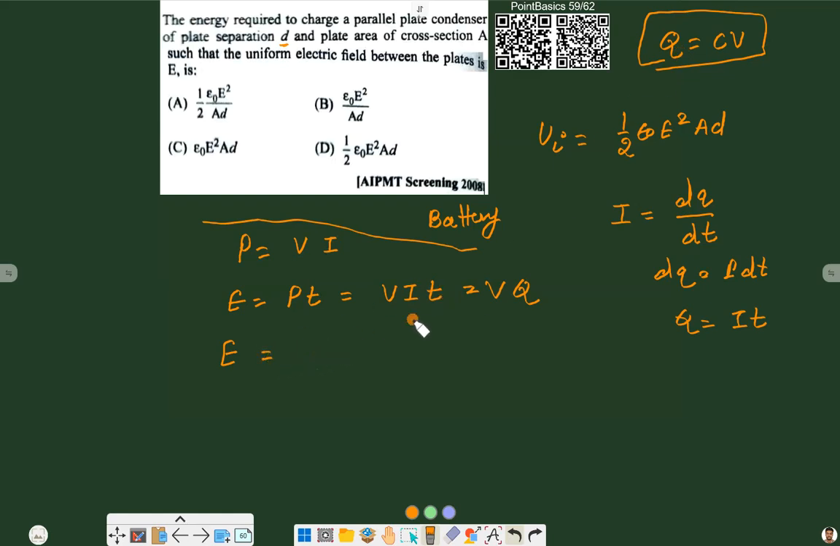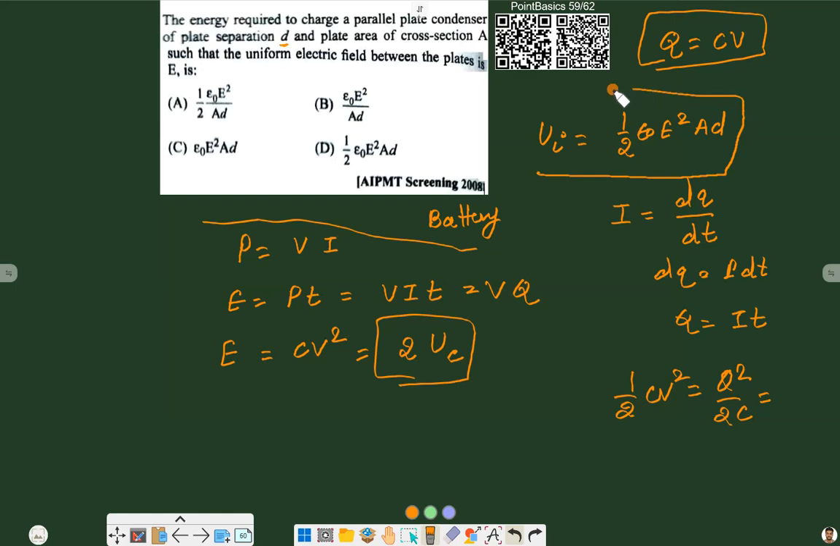So here energy will become V into CV, so CV square. And you can easily see that it is double of the energy stored in the capacitor. Now energy stored in the capacitor is either half CV square or Q square by 2C, or this formula which we recently discovered in some previous question. So it will be just double of it, and here the answer is given in the form of this. So it will be again double of this, and double of this is epsilon naught E square AD. Option C is the right answer.